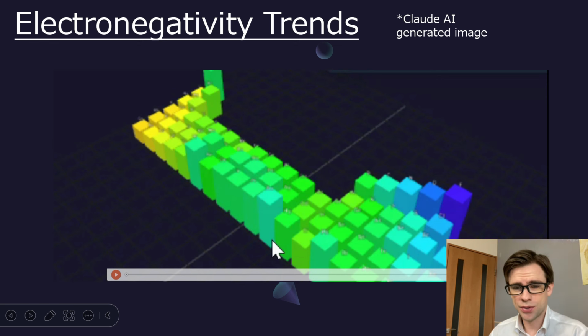So there are some trends in electronegativity, some patterns that we can observe around the periodic table. I've created this kind of 3D visualization of a periodic table with electronegativities as the third dimension or third axis going up and down. So things that are higher have higher electronegativity, and they'll have a more blue color, whereas things that are lower, I think, have a more yellow color. Let me just play this little animation so you can have a look.